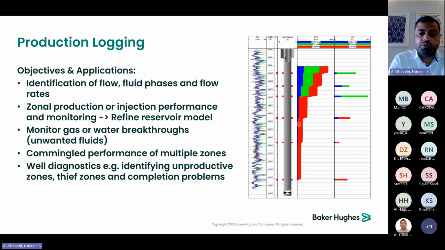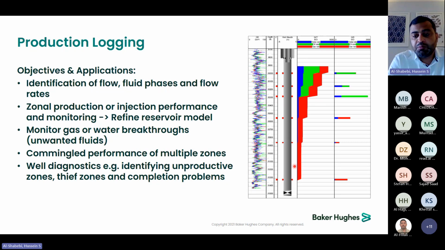So this will help to diagnose which interval is producing the unwanted fluid, like water or gas, for early breakthrough, for example. Or it can also diagnose if you are having any well integrity issue, for example, a leak inside the wellbore, then the production logging tool can detect it.